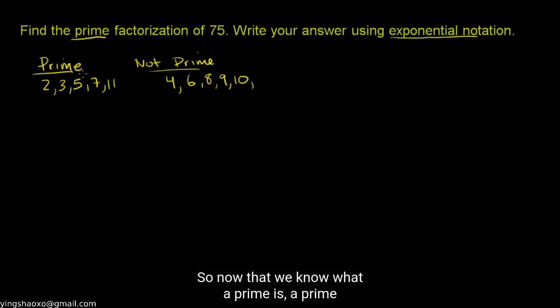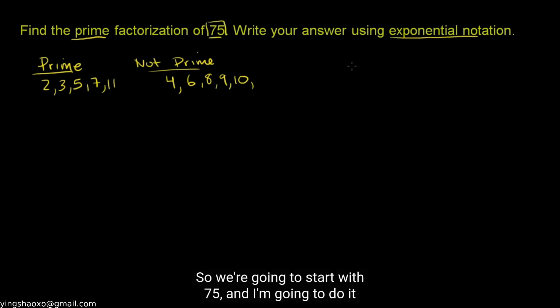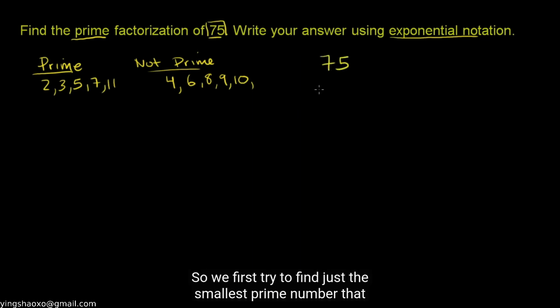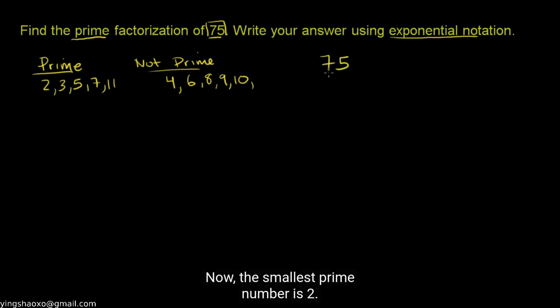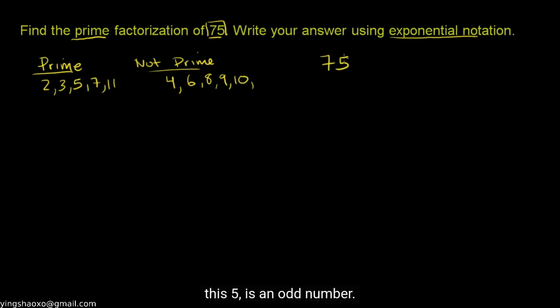So now that we know what a prime factorization is, breaking up a number like 75 into a product of prime numbers, let's try to do that. We're going to start with 75, and I'm going to do it using what we call a factorization tree. So we first try to find just the smallest prime number that will go into 75. Now, the smallest prime number, 2. Does 2 go into 75? Well, 75 is an odd number, or the number in the ones place, this 5 is an odd number. 5 is not divisible by 2, so 2 will not go into 75.